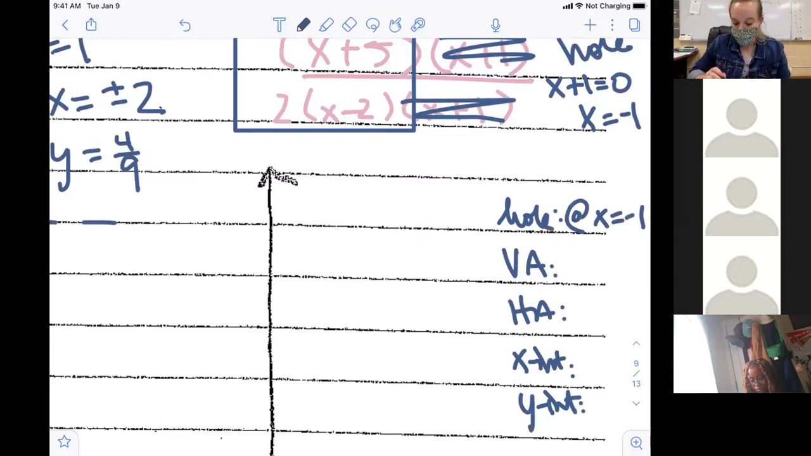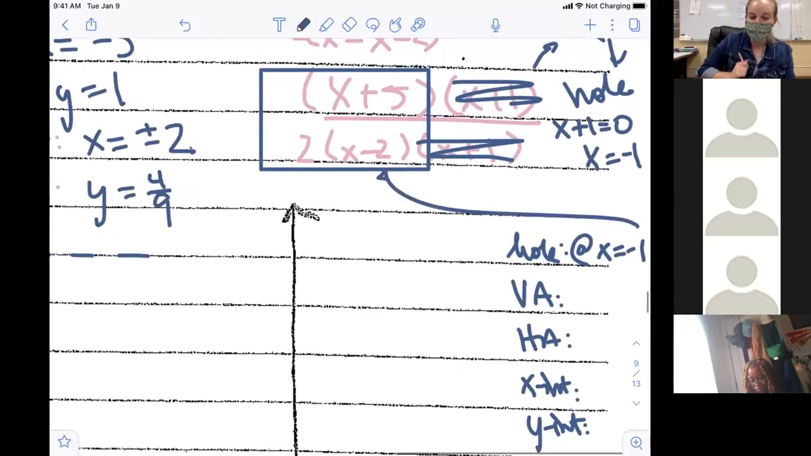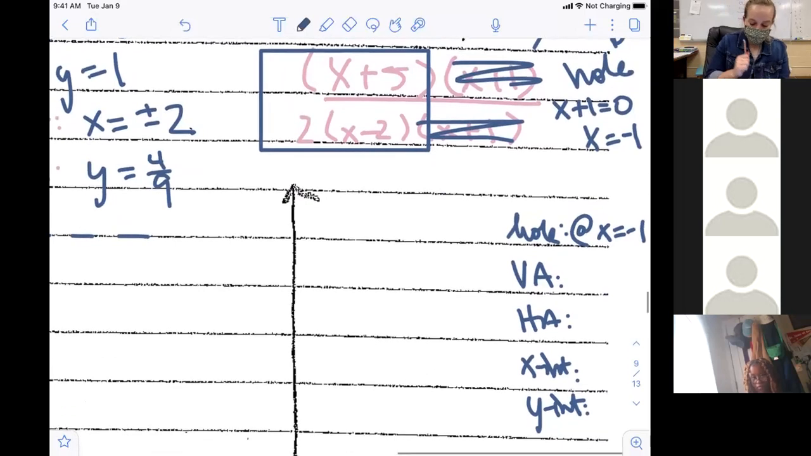Some teachers make you plug that back into the new function to find out exactly where the hole is. I'm not going to make you do that, but I need you to graph all of it and put this in context with the hole. That matters more to me. All right, so let's fill in the rest.